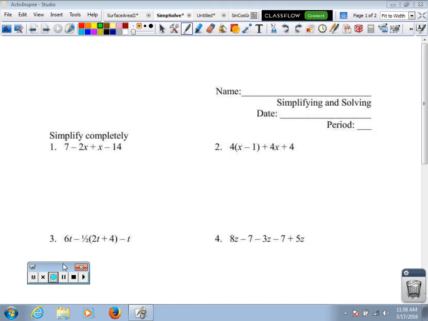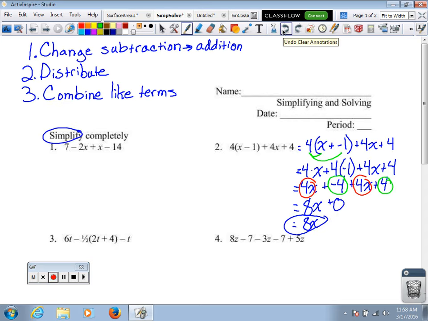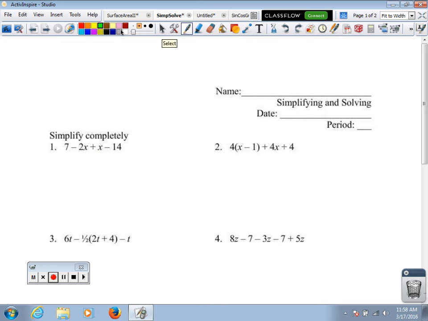In order to simplify an algebraic expression, we want to do a couple of things. The very first thing is to get the right size pen. And now, the first thing that we want to take care of before anything else to simplify an expression is to change all subtraction to addition.